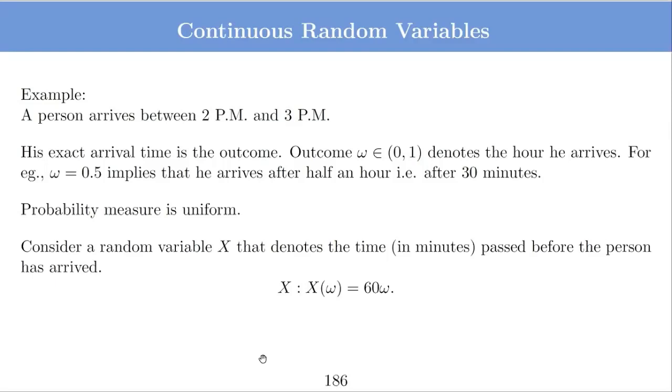Let's assume the probability measure is uniform. Once we know the probability measure is uniform, we can talk about the random variable X. See, the sample space is uncountable, and the probability measure, which we have taken uniform, is the Lebesgue measure. But notice that even on an uncountable sample space, you can have a discrete random variable.